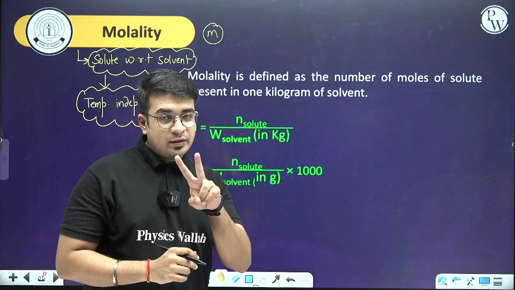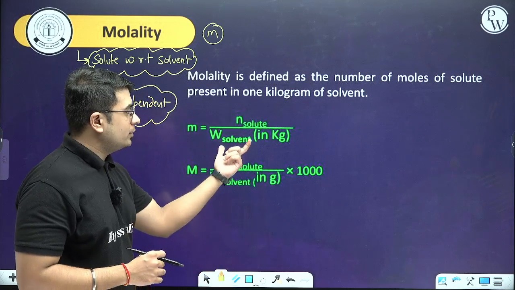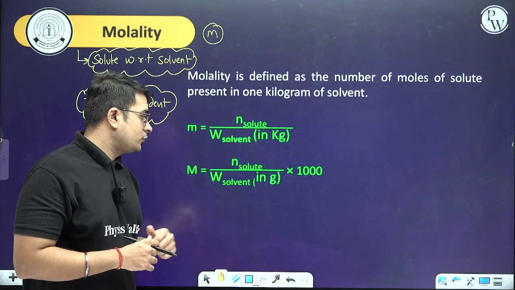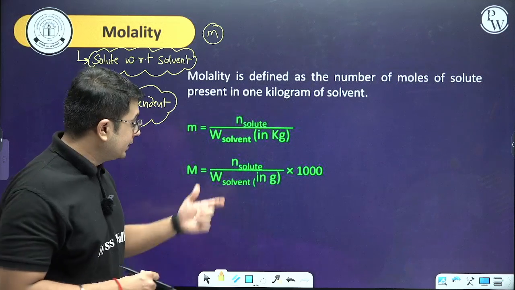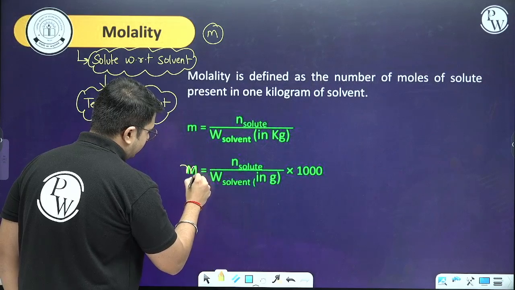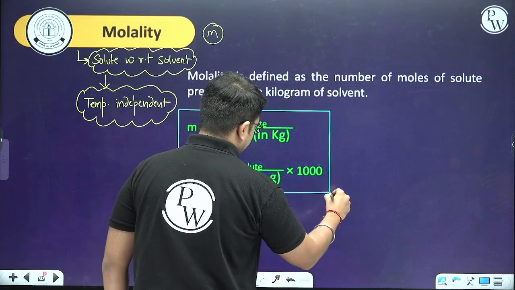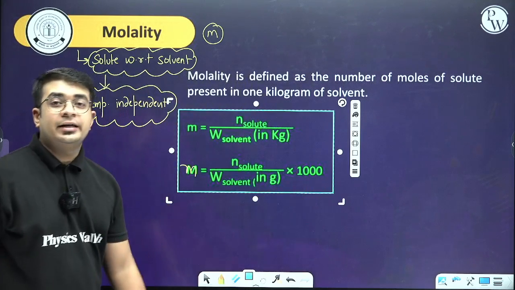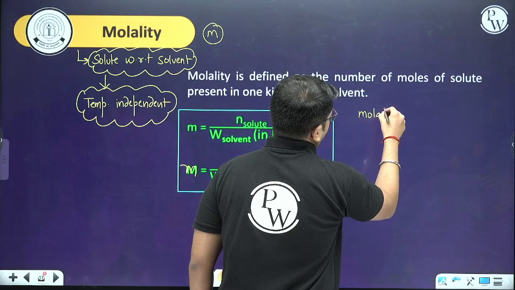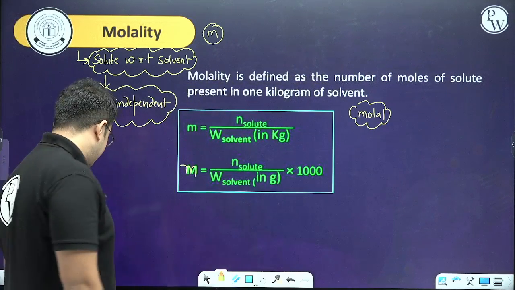So again, two formulas: either you can express mass in kilograms or in grams. If you are using kilograms, then N of solute divided by the W of solvent in kilograms, or N of solute divided by the W of solvent in grams multiplied by 1000. So that is a small m, sorry for the typo. There are two formulas related to molality, and the unit in this case is again going to be molal. I hope this part is clear.